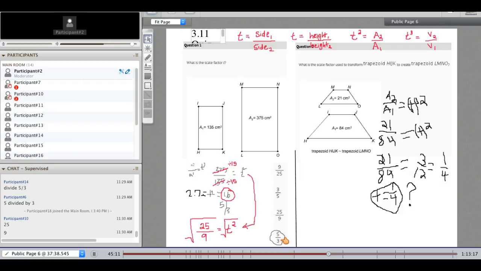Okay? So there's a couple different ways to do it. You could convert it to decimal, you could keep it as a fraction. Either way, you can get to the right answer.